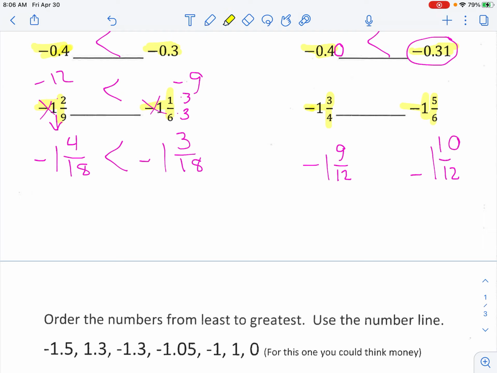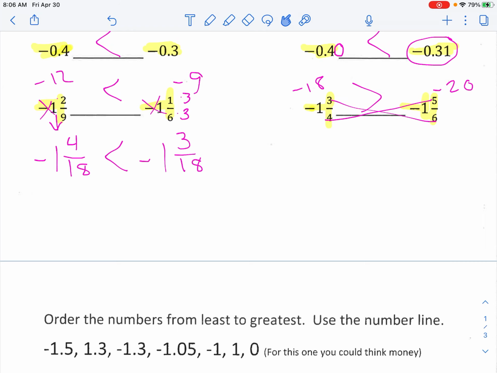So all you have to focus on then, since they both start with negative 1, is your numerator. Since negative 9 would be to the right of negative 10, that would be greater than. Remember, if you don't want to do a common denominator, your second option is cross products. You get the same answer. So if you do 4 times 5, that's negative 20, and 6 times 3 is negative 18. Negative 18 is greater than negative 20.